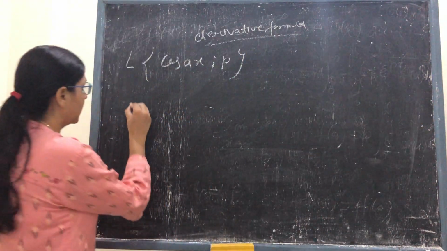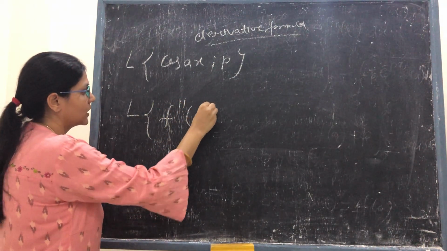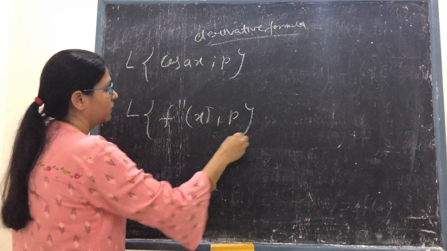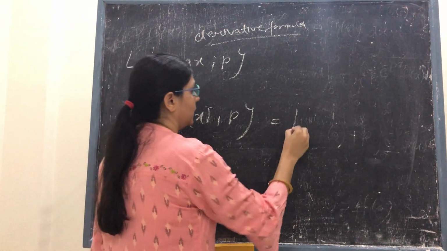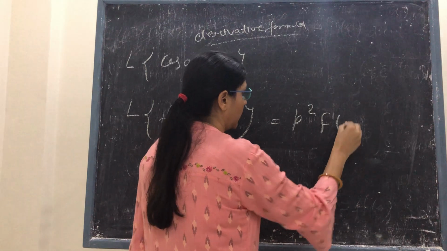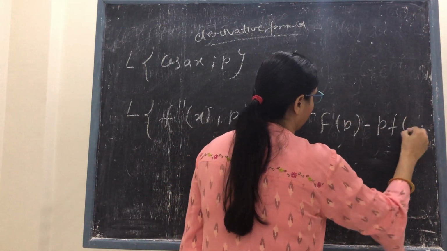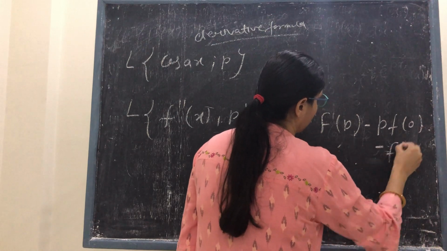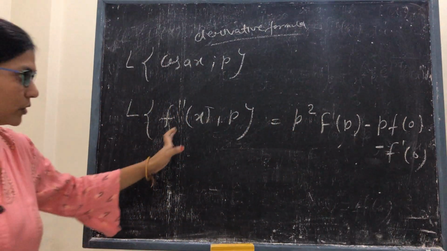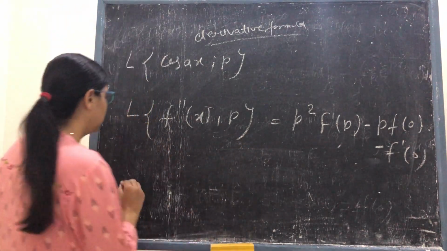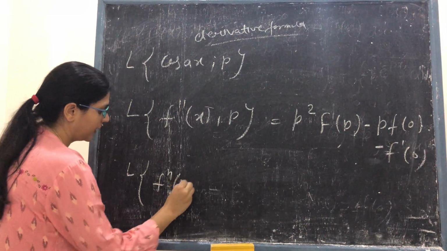We have found the Laplace transformation of f dash x. Now if we have the double derivative of the function f, f double dash x, तो what should it be? ये क्या हो जाएगा हमारा p square F(p) minus p f of 0 minus f dash 0. You can find it by using the same previous method. Similarly we can write it in generalized form f of nx.